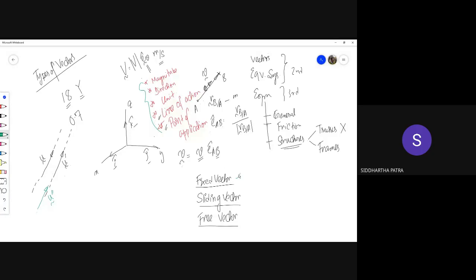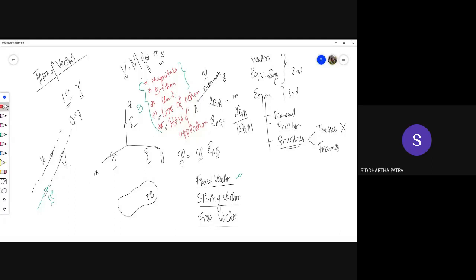So a fixed vector, as the name suggests, is one for which you need to specify all the 5 attributes. You see, these 3 are mandatory. Magnitude, direction, and unit are mandatory. You might need both of the latter 2, one of the latter 2, or none of them. So a fixed vector is one for which you need all of these to specify the vector. Okay. To understand what that would be, you cannot be within the domain of rigid bodies. This one is a deformable body.